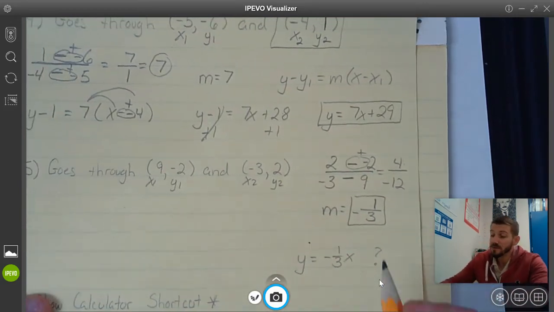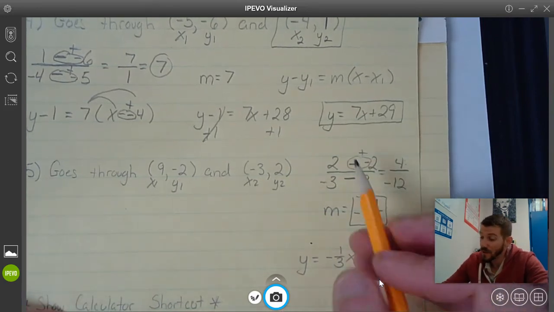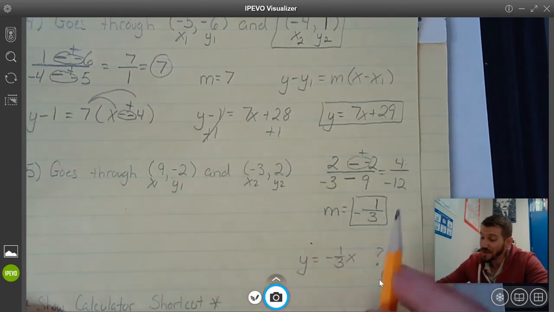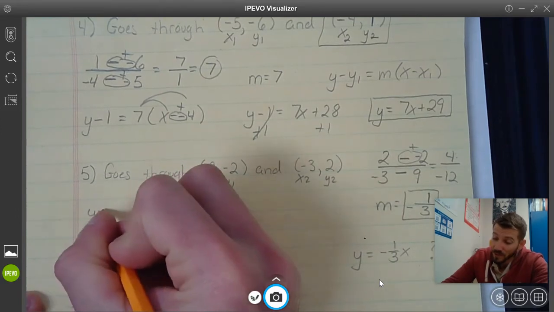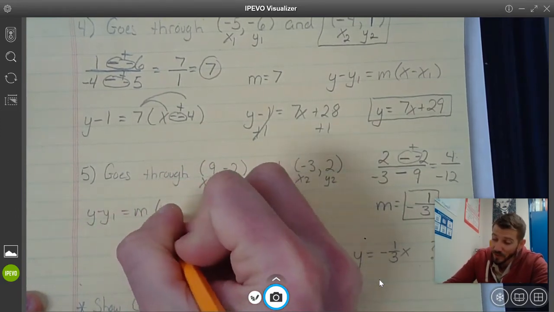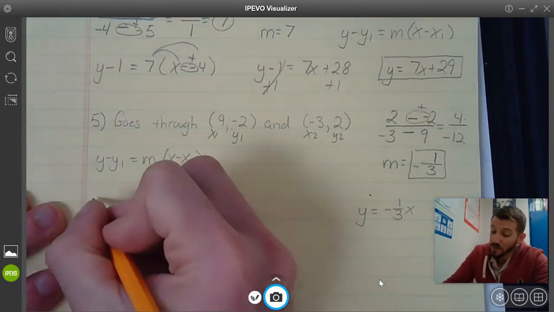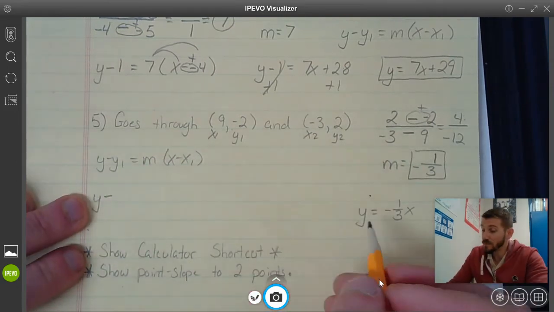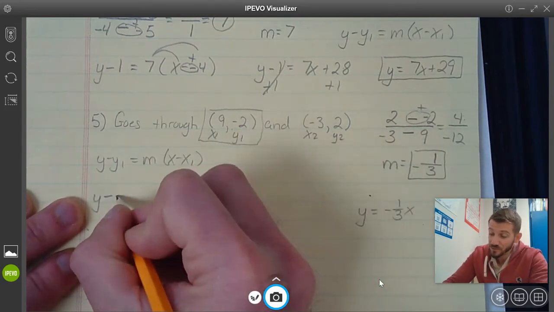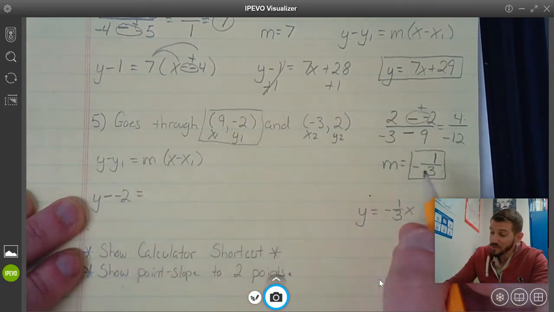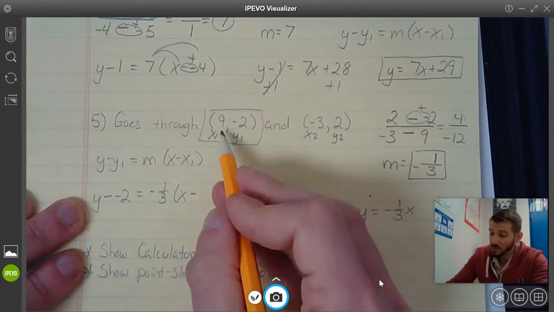Okay, so now that we have everything, plug it into, we have a point, I'm going to stick with this one, and a slope, and we're going to try it out. So y minus y1 equals m, x minus x1. All this is about using formulas correctly, guys. So here we go. Y minus, what's our y1? Well, I'm going to use this point this time. It's a little easier. Y minus a negative 2 equals our slope. We solved that. It was negative 1/3 times x minus x1, which is 9.